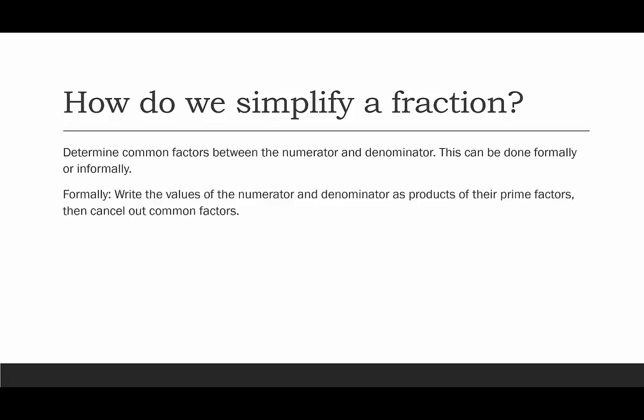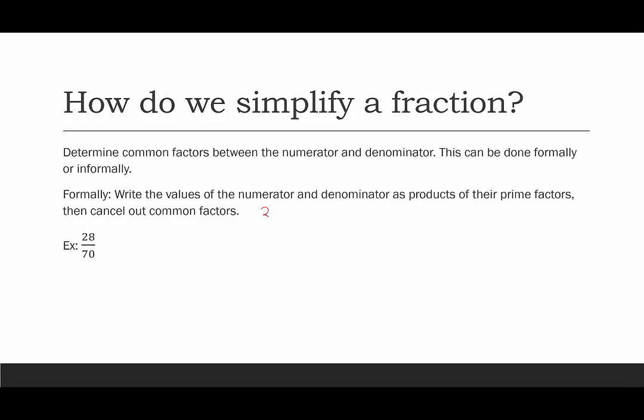We can do this very formally, or we can do this informally. If we do this formally, we would write down the values of the numerator and denominator as products of their prime factors. Then we can cancel out the common factors. So for example, if we have 28 over 70, we want to write 28 as a product of its prime factors. That's called the prime factorization.